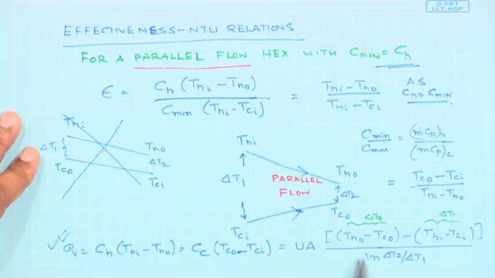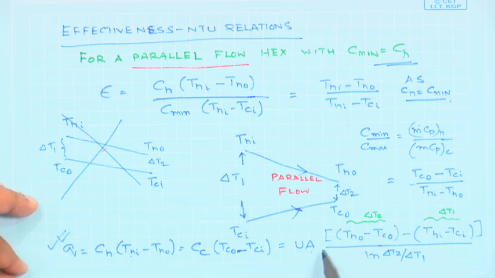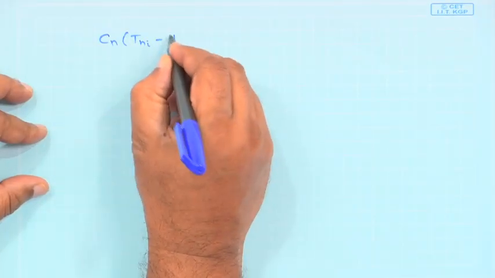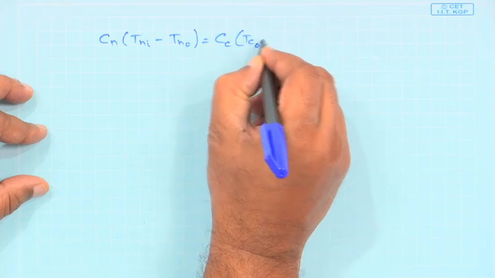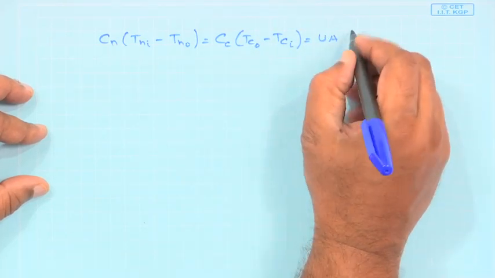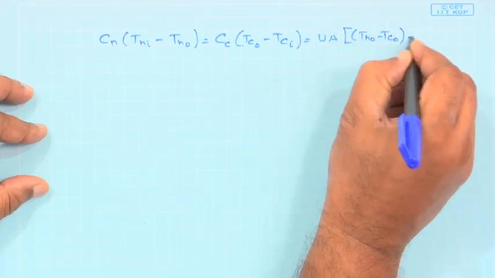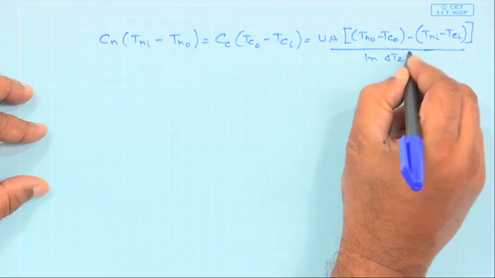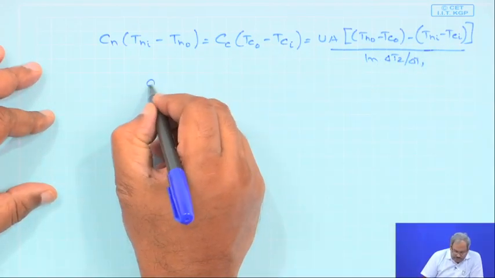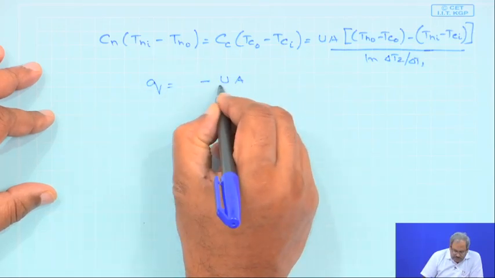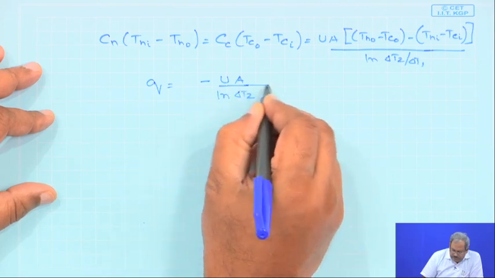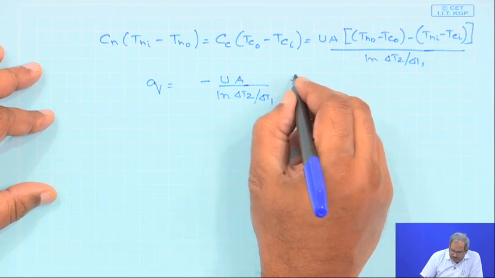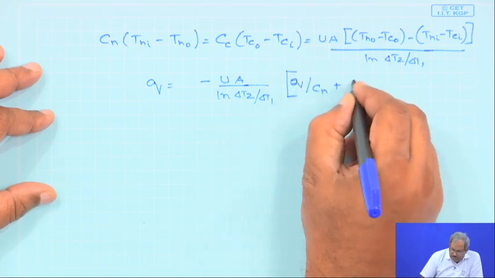So, this is from heat balance, this is also from heat balance, where we are talking about the transfer of heat between the hot and the cold fluid. When we take it a bit further, then minus UA by ln of delta T2 by delta T1 is equal to Q by CH plus Q by CC.